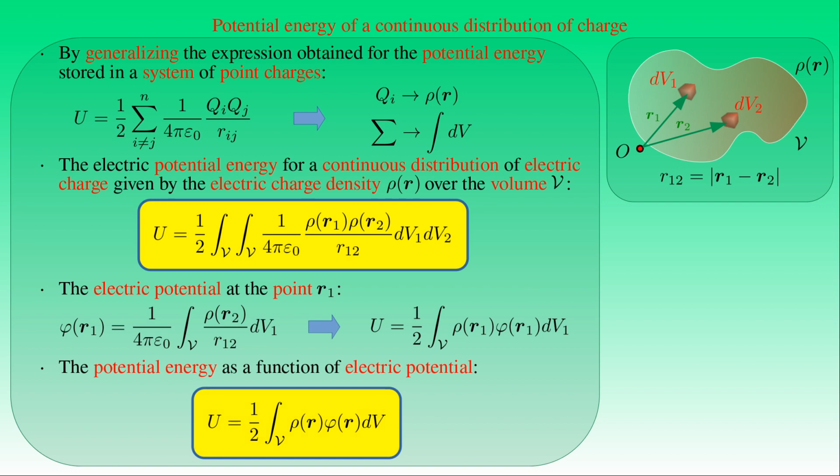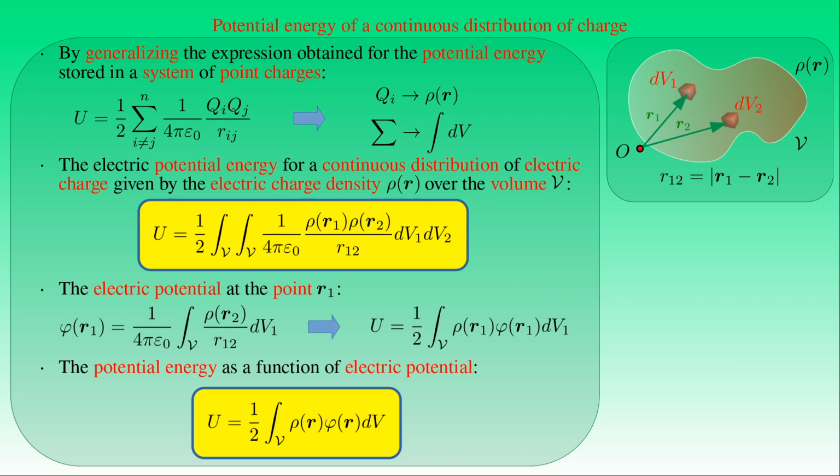As a result, we express the electric potential energy stored in the volume with a continuous distribution of electric charge as a function of the potential. That is, the potential energy U is given by 1/2 times the volume integral of the product of the electric charge density ρ and the electric potential phi over the volume calligraphic V.